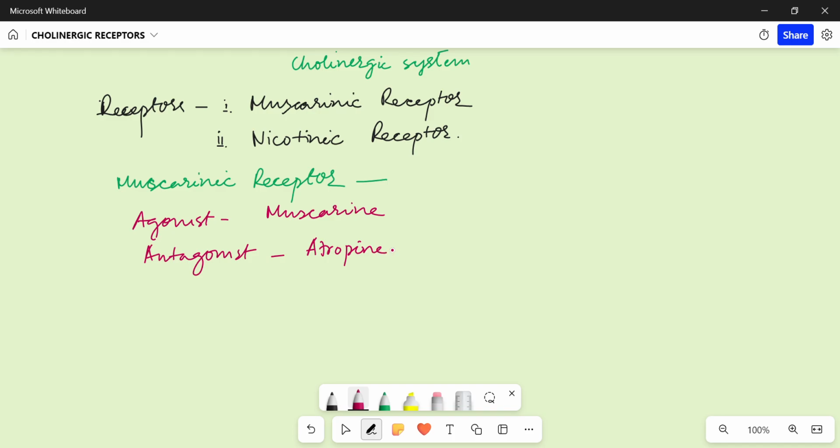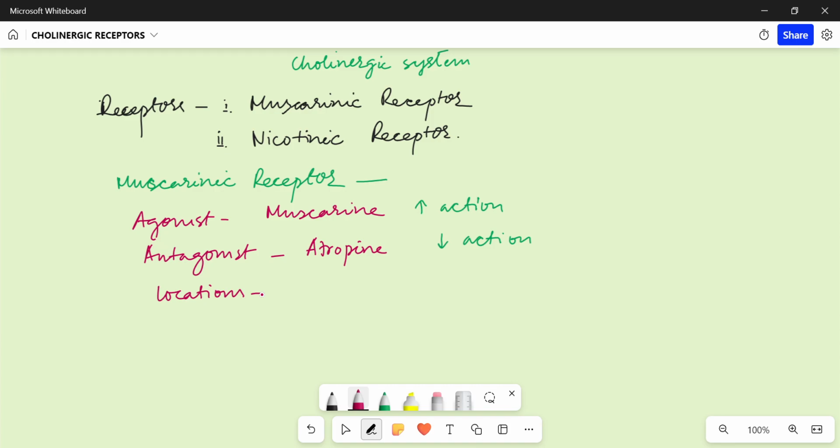What is an agonist? When muscarine binds with the muscarinic receptor, it potentiates the action. Antagonist: when atropine binds with the muscarinic receptor, it inhibits the action. Okay. Now, where are they located? What are the locations?